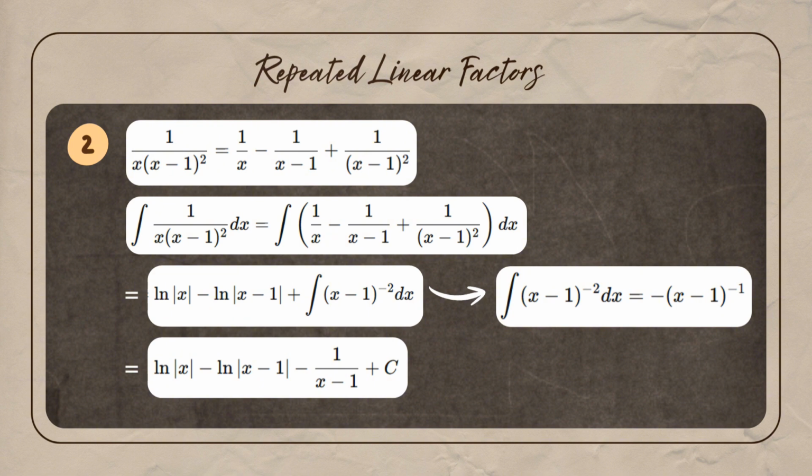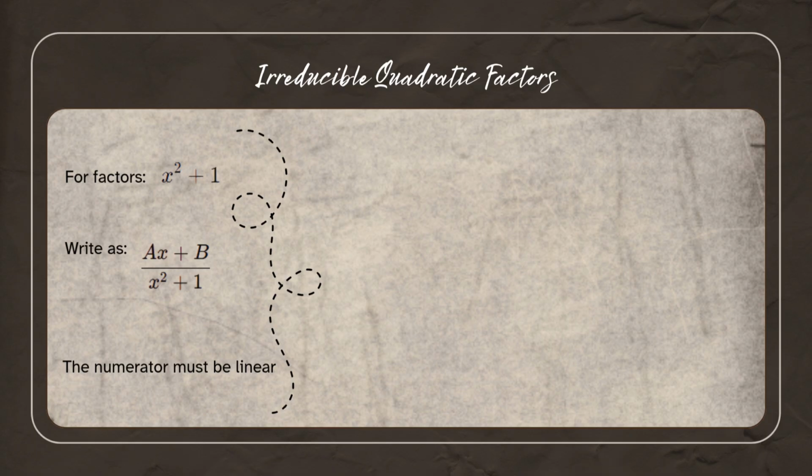Okay, now we'll move to the last type, which is irreducible quadratic factors. So, if you have a factor which is x to the power of 2 plus 1, you need to write it as (ax plus b) over (x to the power of 2 plus 1). And the numerator must be linear. Okay, so here's the example.